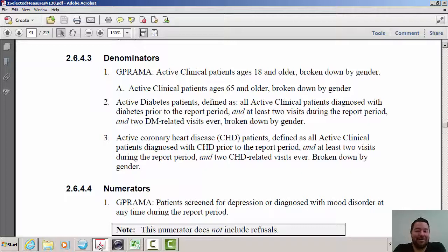Hi, I'm James Spillane. I'm here in beautiful Kenai with some folks, and they're hiding around the room. We're doing the GPRA measures, and we're going through one by one.